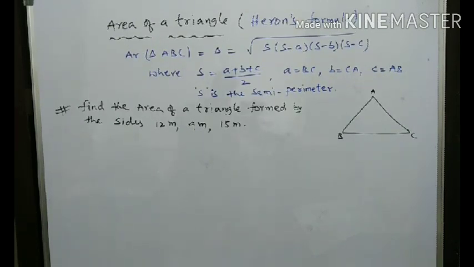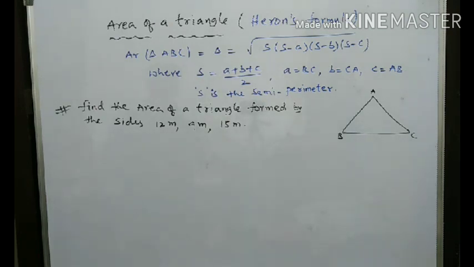So next concept is about area of a triangle using Heron's formula. Dear students, we already discussed how to find area of a triangle in two methods. Now this is method number 3, known as Heron's formula. This formula can be applicable when we know the sides of a triangle.